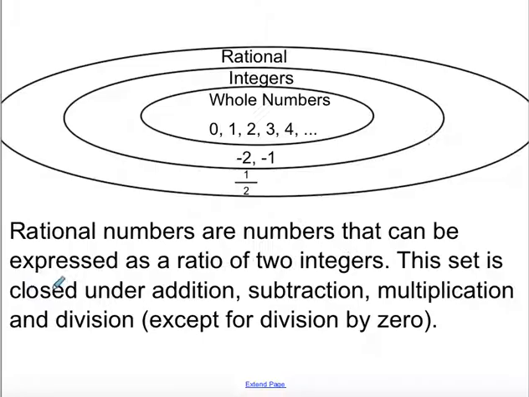Okay, let's think about now our new set of numbers, the rational numbers. Now, a rational number is a number that can be expressed as a ratio of two integers. Really, all this is saying is a rational number is a fraction. And as you can see, we have fractions like 1/2, maybe negative 3/4, maybe 5/6, or 10/3. Those are all rational numbers.